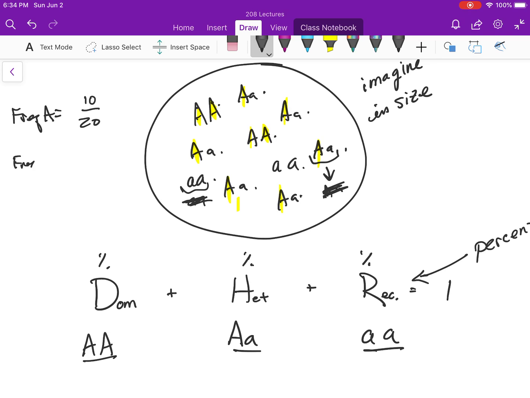And the frequency of little a, we can subtract or we can count. Let's count for now. 1, 2, 3, 4, 5, 6, 7, 8, 9, 10. So that's 10 out of 20 as well. And this is equal to 0.5. And this is equal to 0.5. So we know that the frequency of big A is 0.5, the frequency of little a is 0.5, so they're half and half.